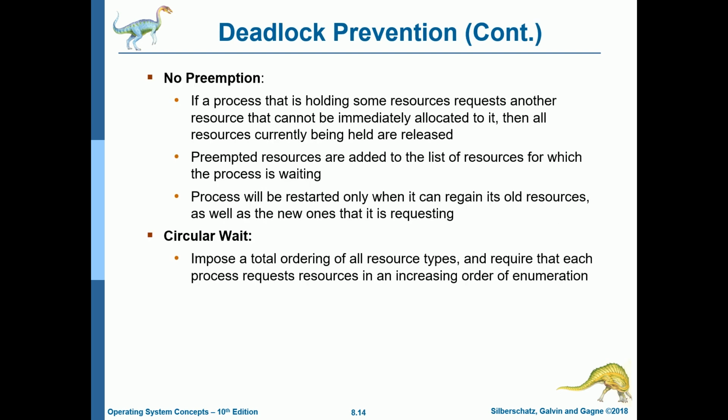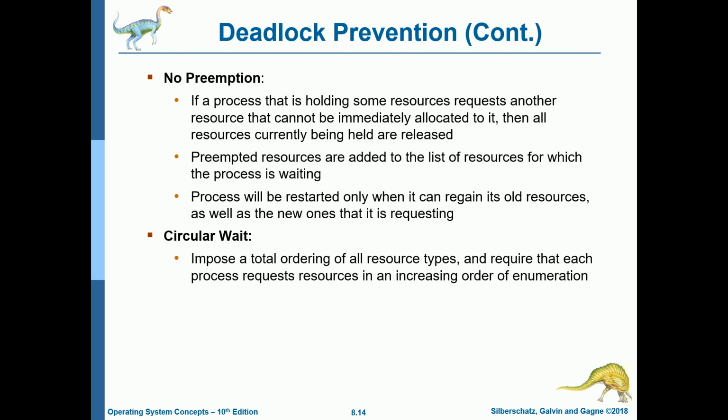Let's take a look at the next condition, no preemption. The third necessary condition for deadlocks is that there is no preemption of the resources that have been allocated. To ensure that this condition does not hold, we can use the following protocol. If a thread is holding some resources and requests another resource that cannot be immediately allocated to it, then all resources the thread is currently holding are preempted. In other words, these resources are implicitly released. The preempted resources are then added to the list of resources for which the thread is waiting. The thread will be restarted only when it can regain its old resources, as well as the new ones that it is requesting.